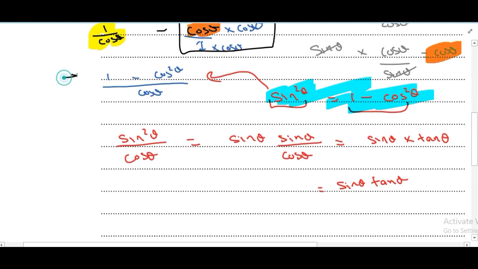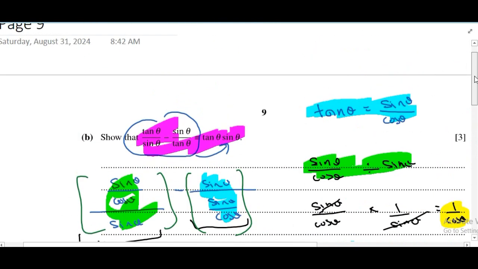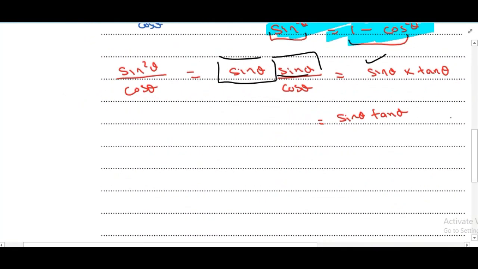Then I got 1 minus cos square theta. Then I reused the equation sin square theta plus cos square theta equals 1. Then I got sin square theta over cos theta. I separated the two sines. One sine was as it is. Then I reused sin theta over cos theta equals tan theta. Then I got the final result. I hope this concept is clear.